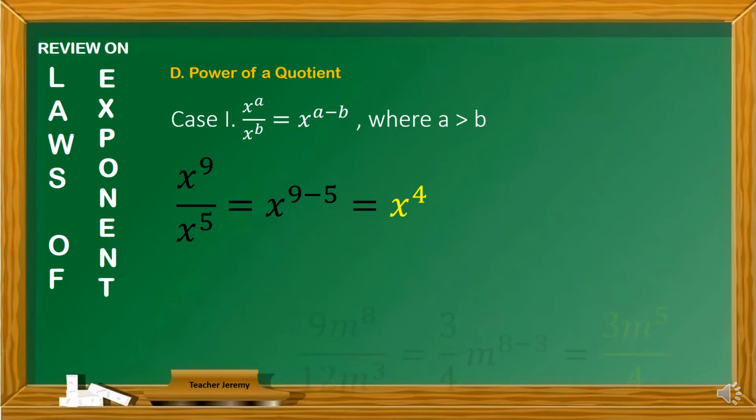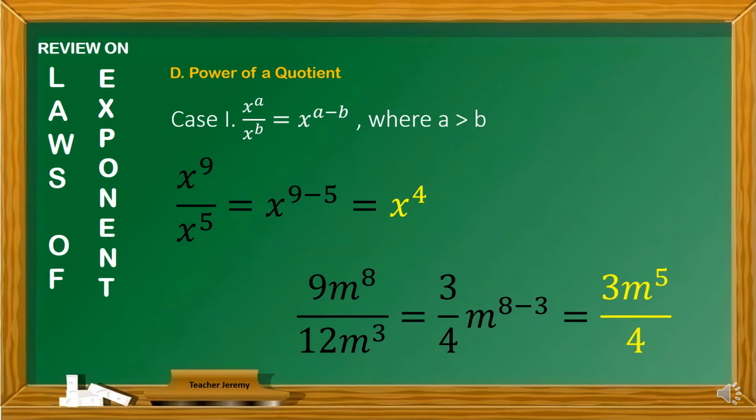Another example. 9m raised to the 8th power divided by 12m cubed. First, you are going to divide the numerical coefficients. We have 9 over 12. If you simplify it, it will become 3 over 4. After that, you can now subtract the exponents of the variable m. So we have 8 minus 3, which is 5. So your answer would be 3m raised to the 5th power over 4.